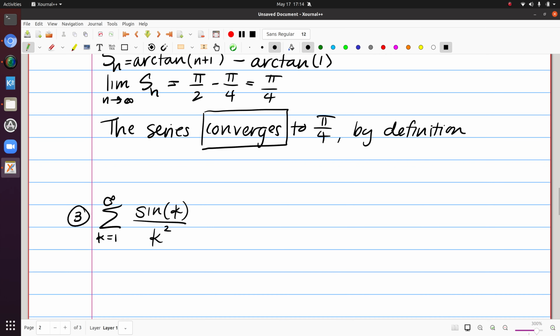Next example, sine of k over k squared. It's not telescoping, it's not geometric, and the terms of this approach 0. So I've kind of exhausted everything we've seen so far. And so at this point, this would be an example of something that we don't have enough information to actually answer.